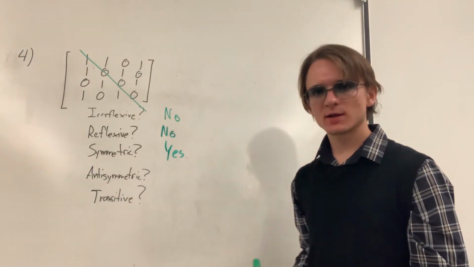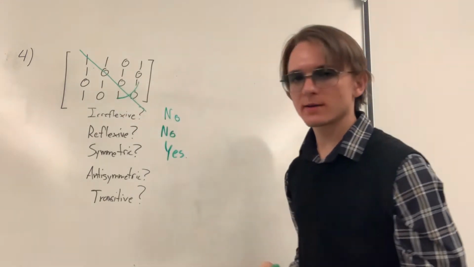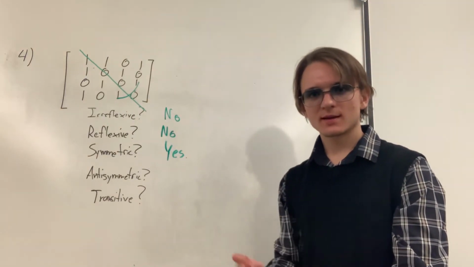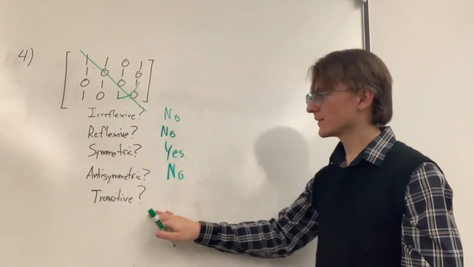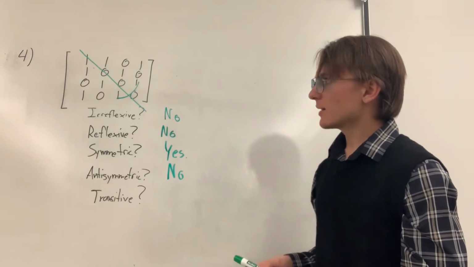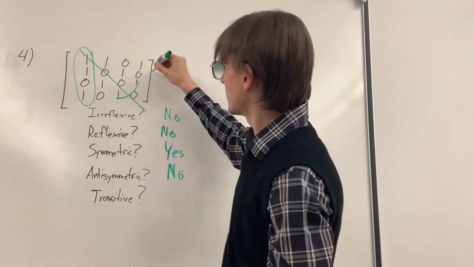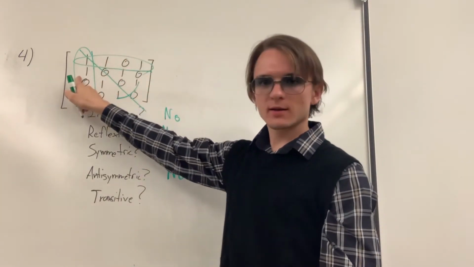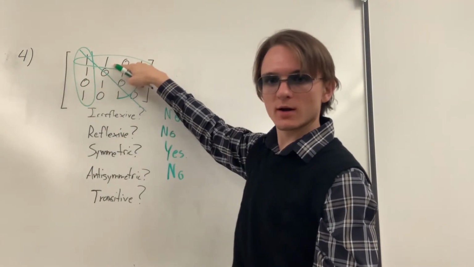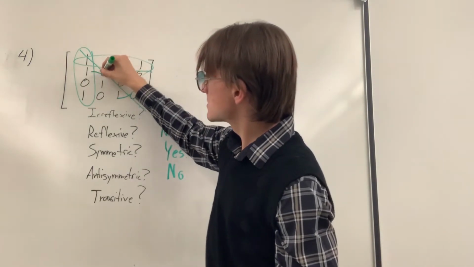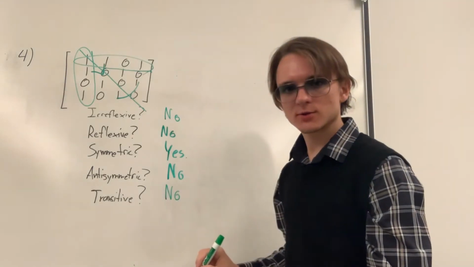Is it anti-symmetric? Well, we can give many examples as to why it's not anti-symmetric. This one corresponds to a 1 on the other side of the diagonal, and so that's a case of symmetry. Therefore, no, it is not anti-symmetric. Is it transitive? Well, we can kind of eyeball it. We have this first column and this first row. There's a 1 in this spot, 2, 1, and there's a 1 in this spot, 1, 2. However, they intersect at a 0. So therefore, it is not transitive.